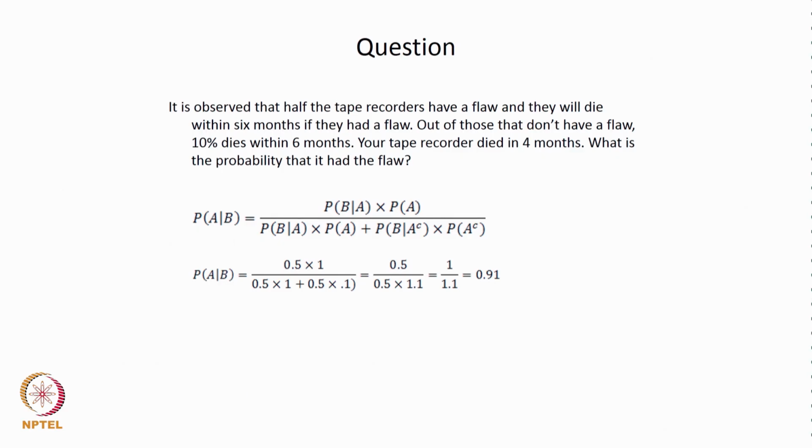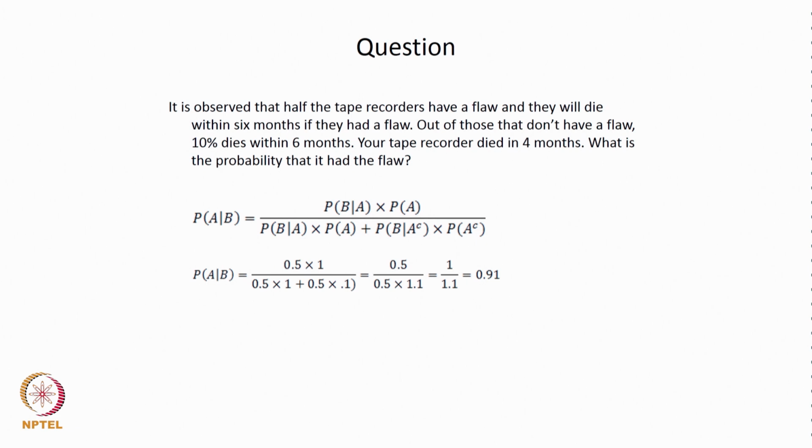What is the probability that it had the flaw? So, now you want to use the Bayes equation. So, the probability that it died or did not work given that it had a flaw is given by this equation. So, 0.5 into 1 by 0.5 into 1 by, because this 1 comes because if they have a flaw with a 0.5, it will anyway die within 6 months.